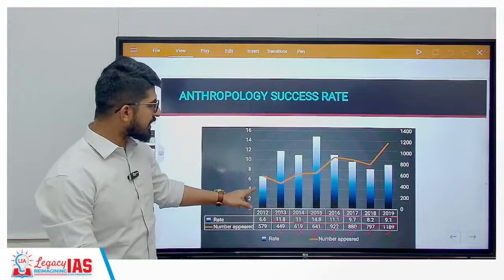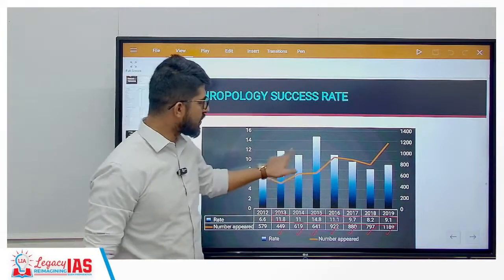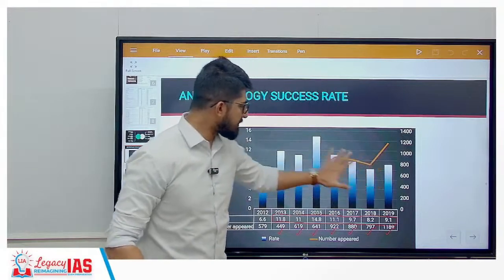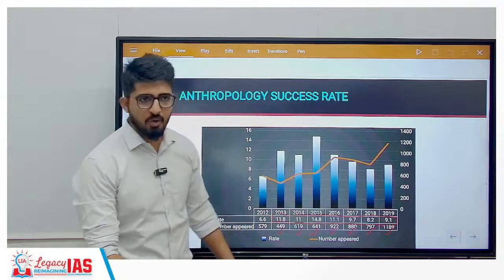And when you look at the success rate, this is the success rate. The bars indicate the success rate. So you look at the bars. So they have been doing really well. 2015 was an outstanding year for anthropology as an optional. Okay.